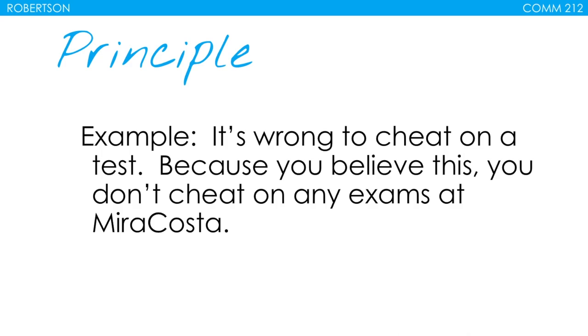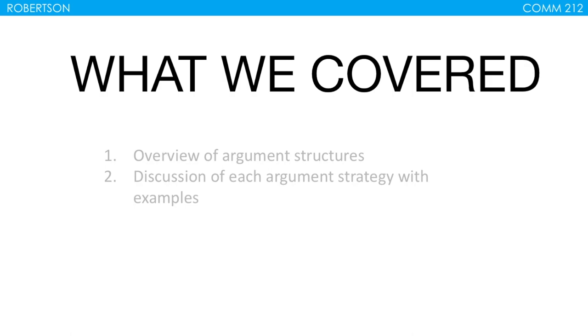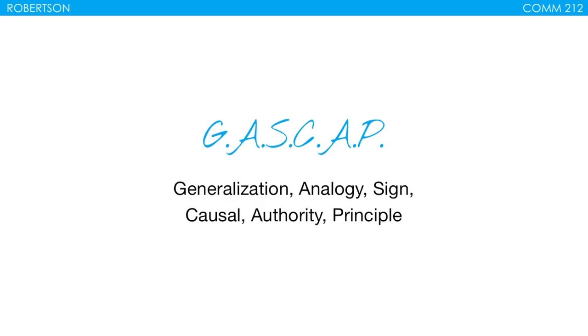Okay, so this is our overall structure here. First of all, we talked about the argument structures, and then after that, we talked about each of the elements of GASCAP, and we had examples for each one. So again, it was generalization, analogy, sign, causal, like cause and effect, and authority and principle. This is the acronym GASCAP, and these are the six common argument strategies.